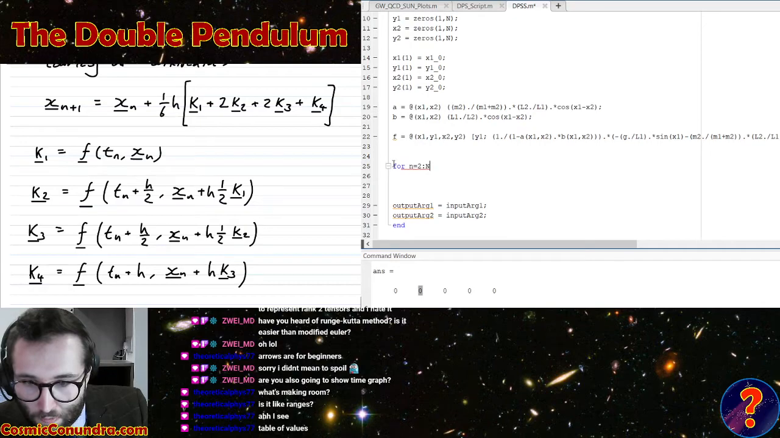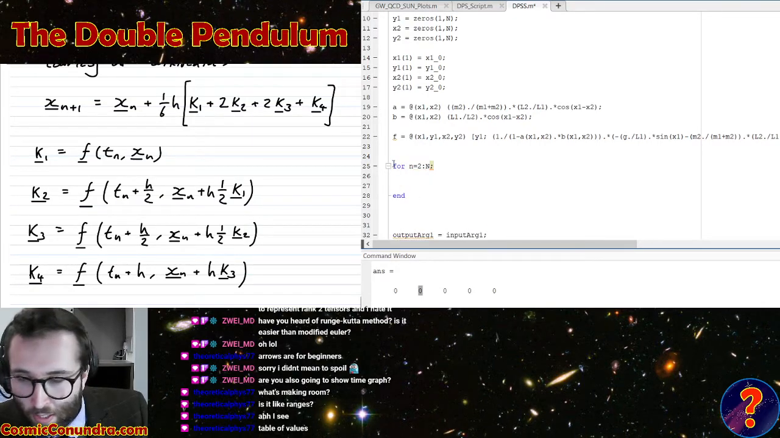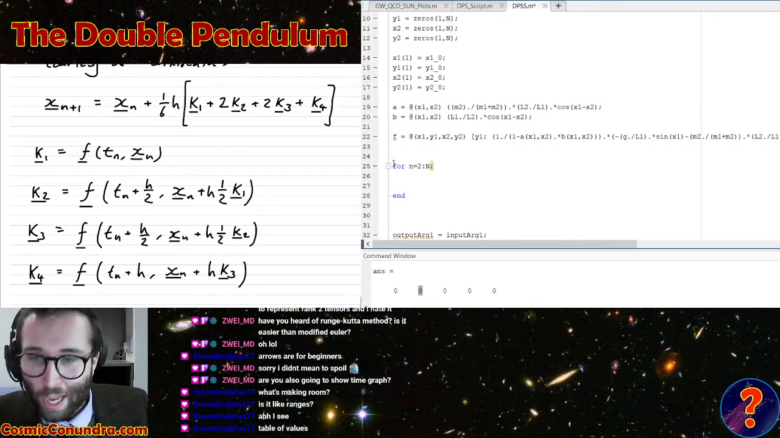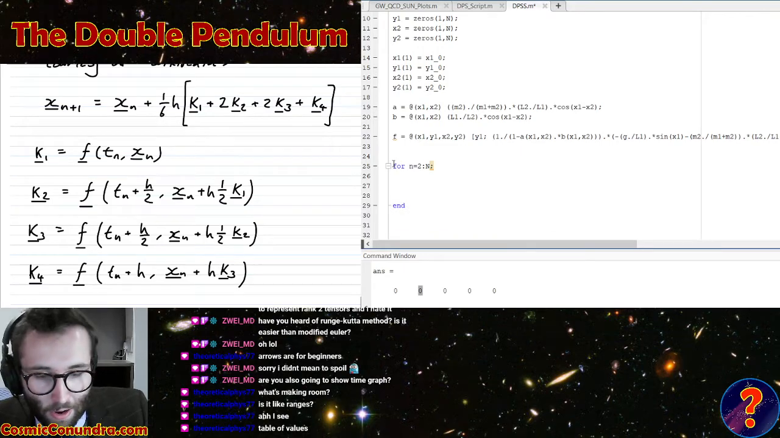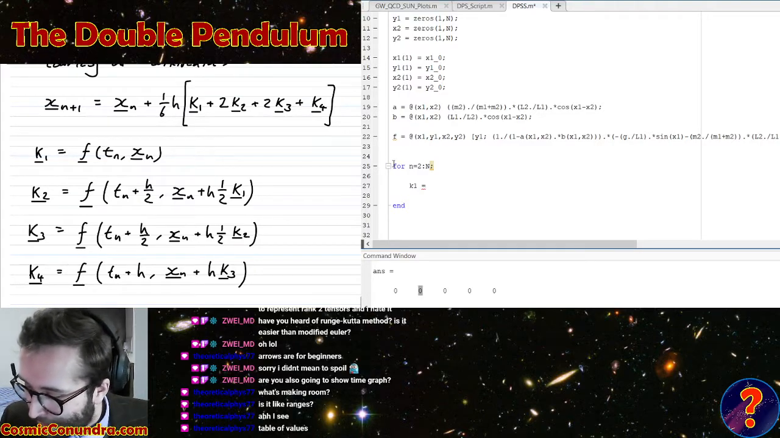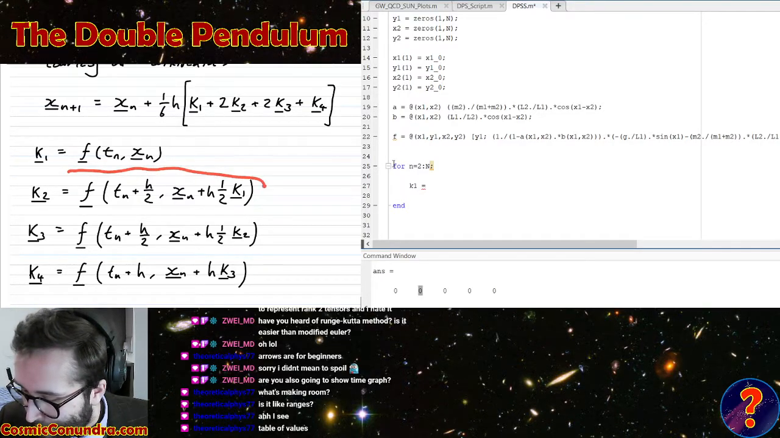So I define a for loop that runs from 2, giving me the second grid point, up to capital N, which is the final grid point. And now I need to define these K1s, K2s, and K3s as they are given here.